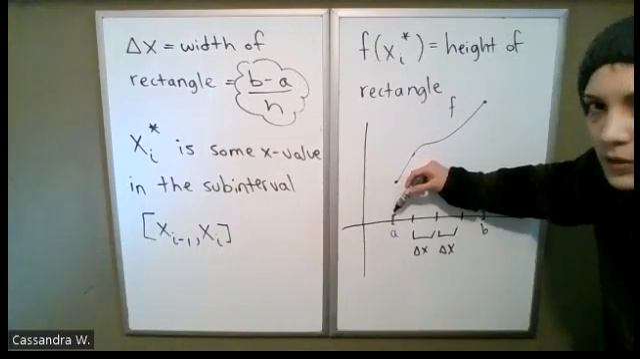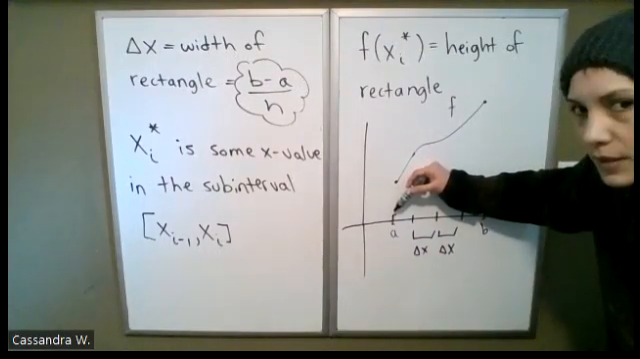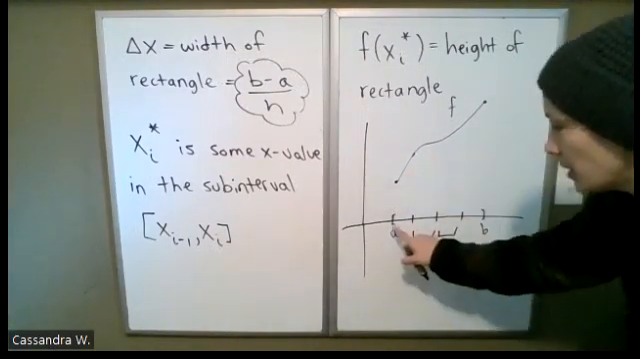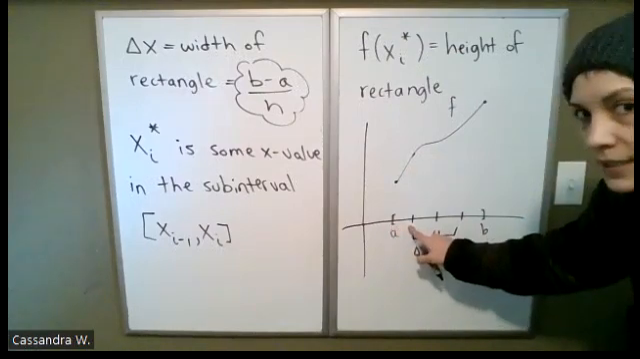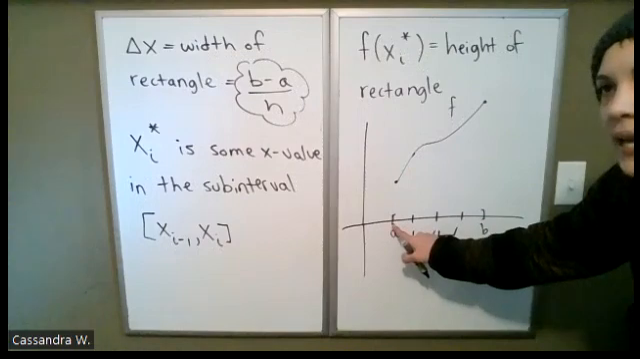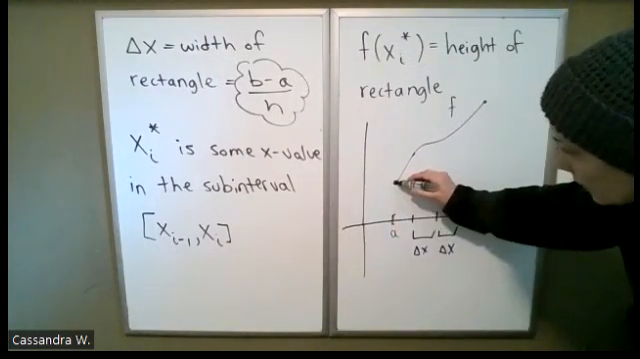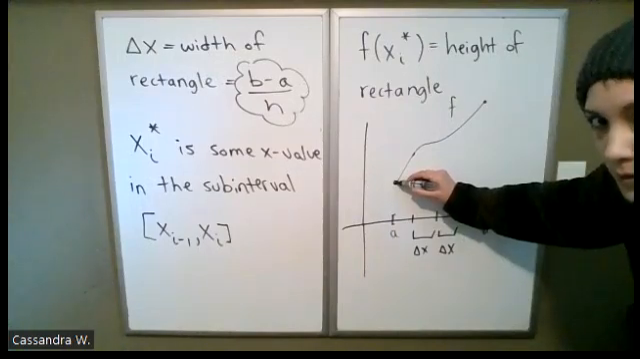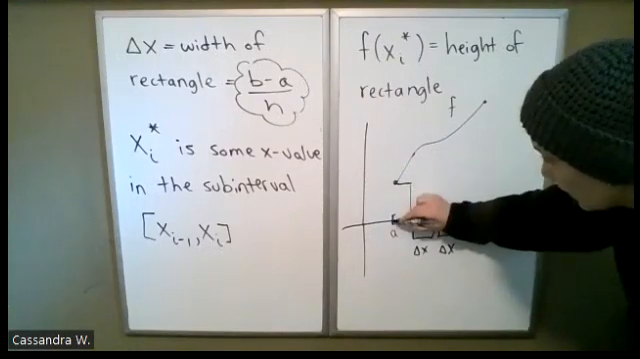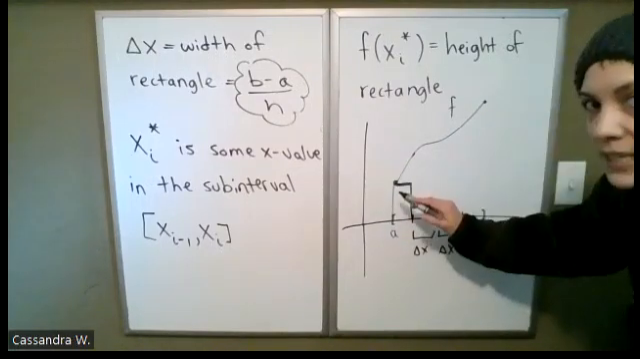Okay, let's say we use left endpoints. So for the first interval from a to a plus delta x, go to the left and pick a, send a through the function and find f of a, right here. And that's the height of the rectangle. So we're going to go straight over, and we'll find its area.